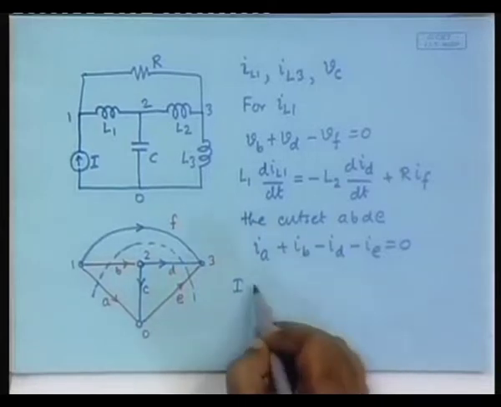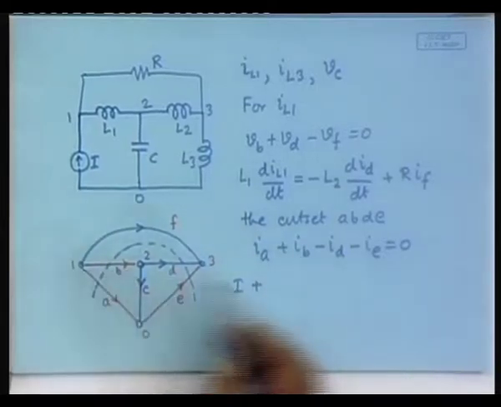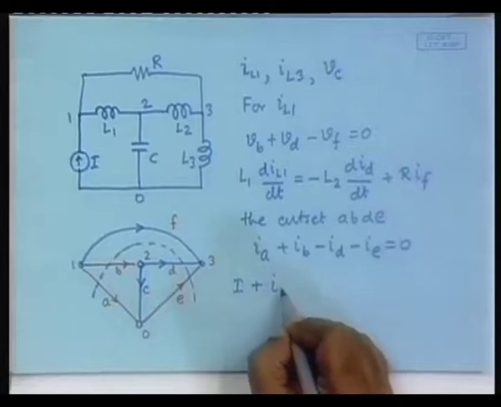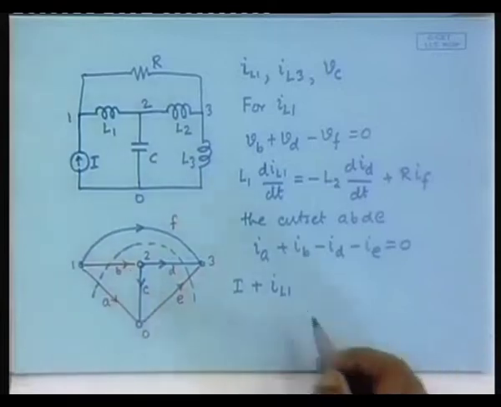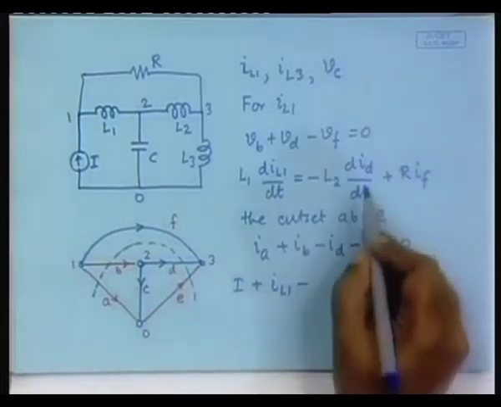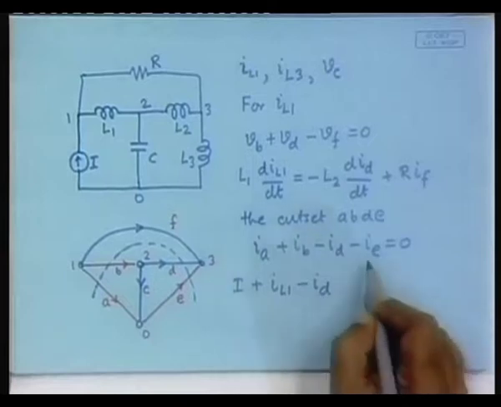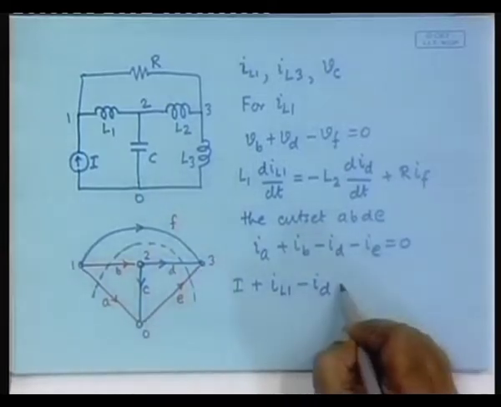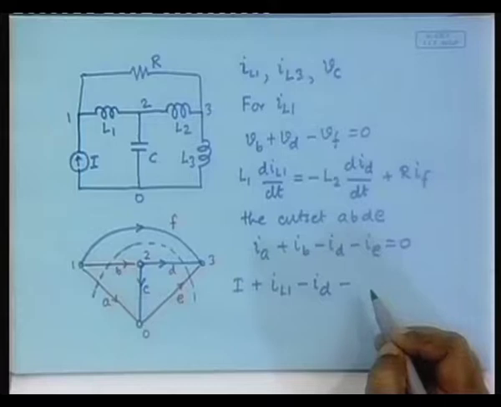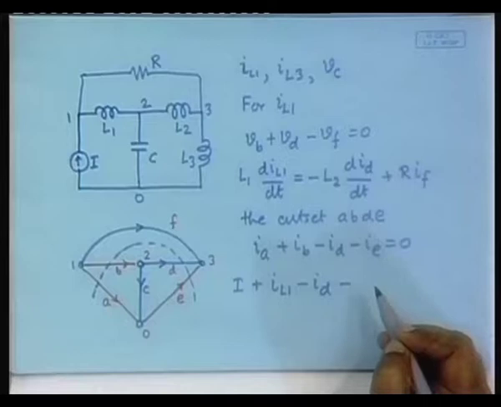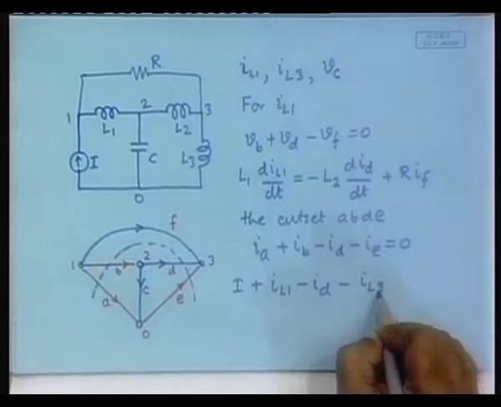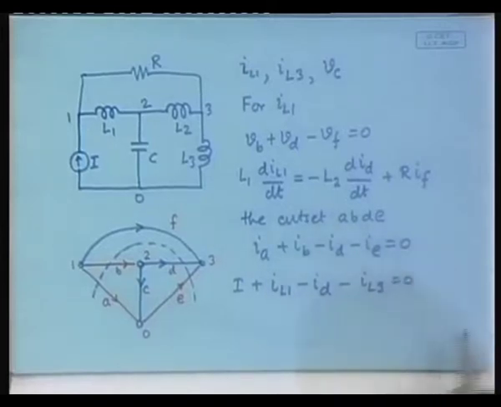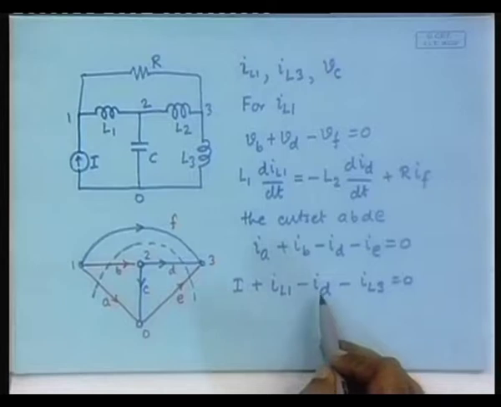IB is IL1, which is a state variable. We are happy. Minus ID is something that we want to find out. IE is that IL3, is equal to 0. So we have got it. We extract it and substitute it here.